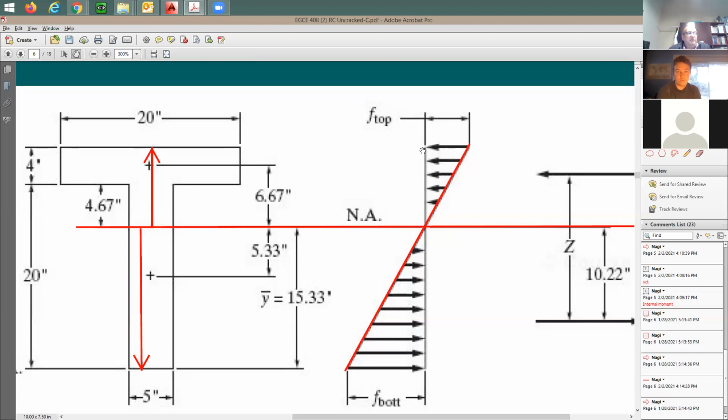I can say here F top divided by this distance is going to be equal to F bottom divided by this distance. Now, which one is larger? I'm going to say this distance here is larger. Therefore, this stress is going to be larger. And if you have one of these stress values, you can figure out the other one easily if you have the neutral axis location, from symmetry.